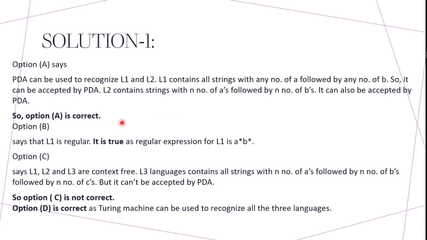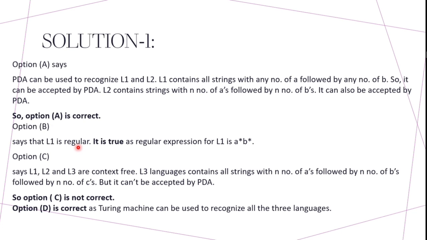Now option B. Option B says that L1 is regular. It is true, as the regular expression for L1 is a star b star. Now option C. Option C says L1 and L2 are context free. Language L3 contains all strings with n number of A's followed by n number of B's followed by n number of C's, which cannot be accepted by PDA. So option C is not correct.